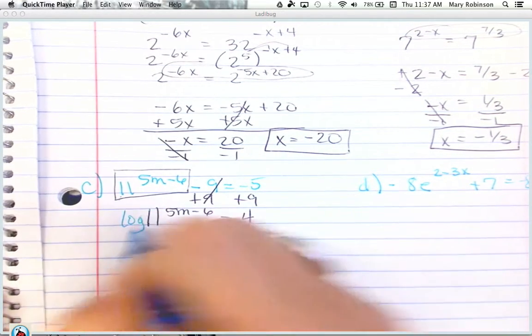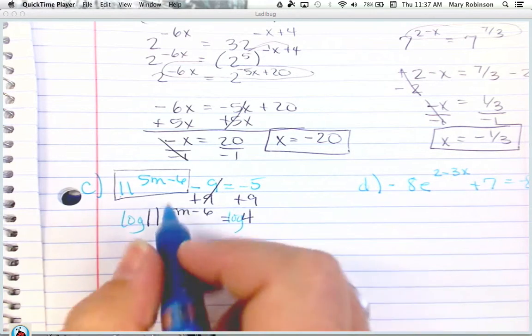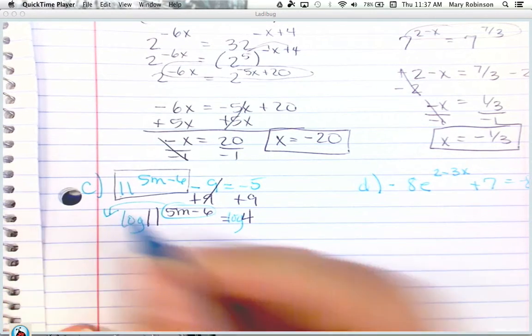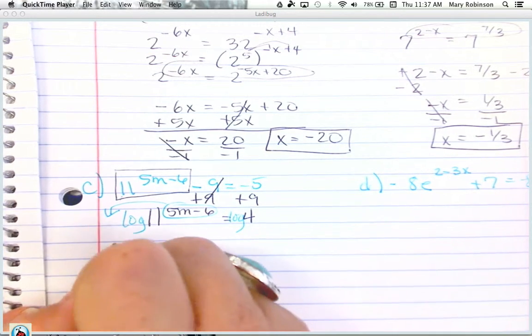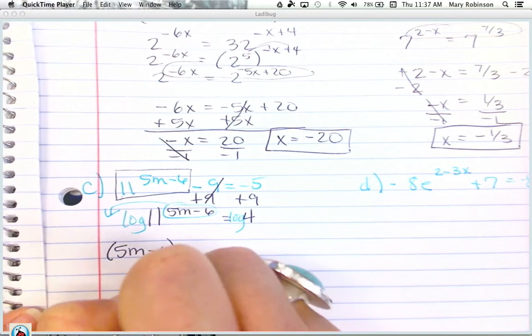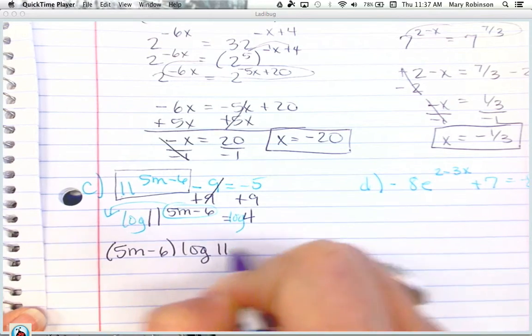Now this is the part where we go, well, we can't make them have like bases. So we put log in front on both sides. And we do that because it allows us to apply our property of logs, which says that a power can be rewritten as a product. So please put that quantity in parentheses.